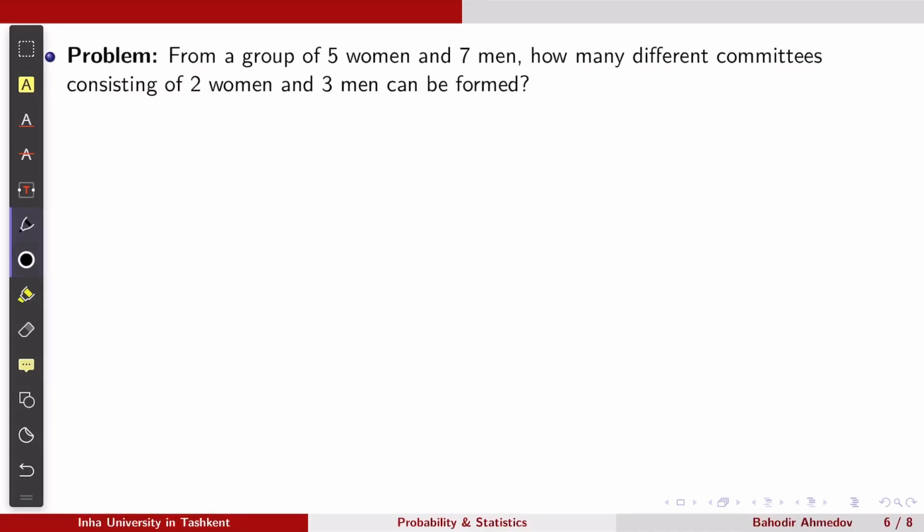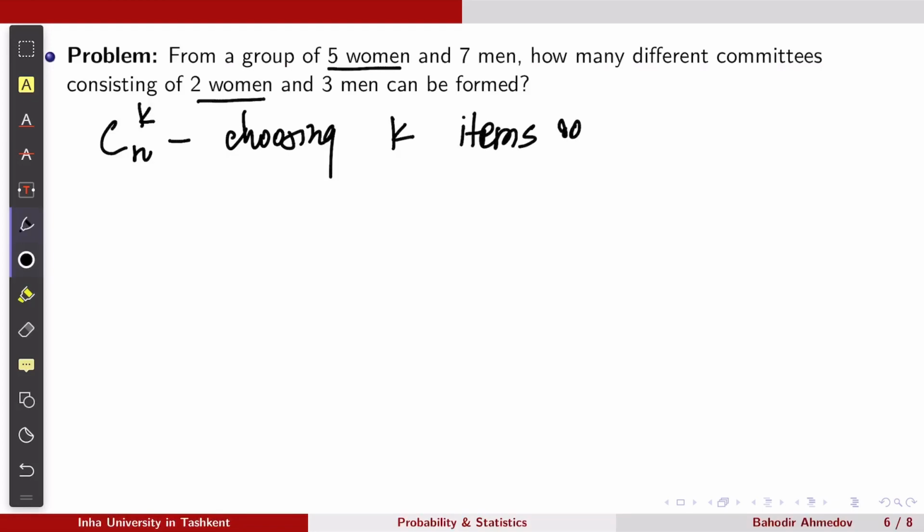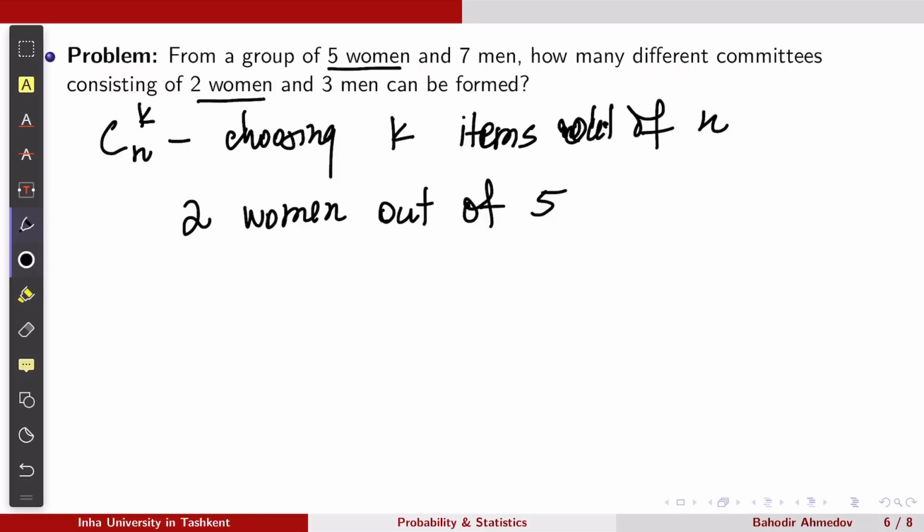It means that we have got 5 women and we need to choose 2 of them, right? So if you remember the definition of the combinations, the combination C(n, k) means choosing, or basically the number of ways of choosing, k items out of n, right? So here we need to choose 2 women out of 5.